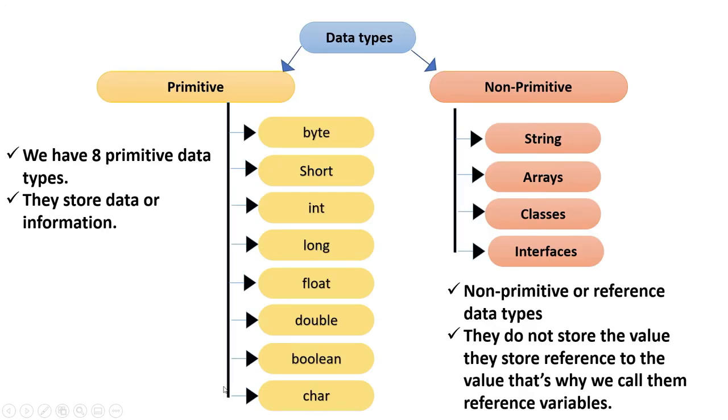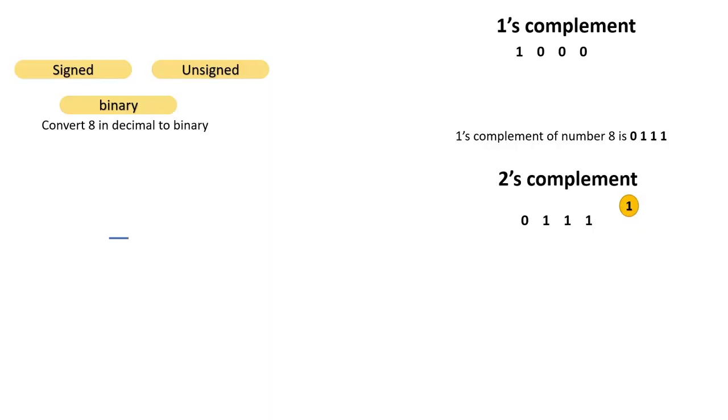Data types can be classified into two, the primitive and non-primitive. We have 8 primitive data types: byte, short, int, long, float, double, boolean, and char, and they're used to store data. Non-primitive: string, arrays, classes, interfaces. They do not store the value, they store a reference to the value. That's why we call them reference variables.